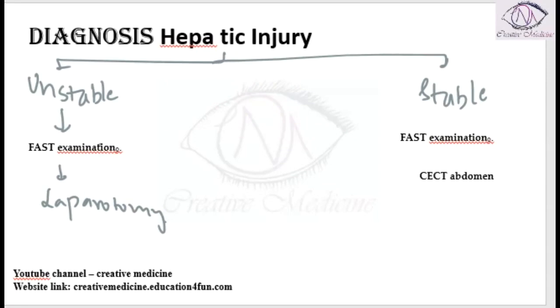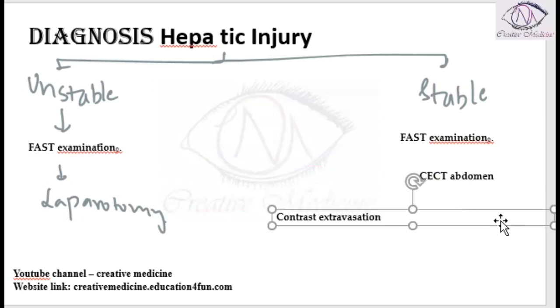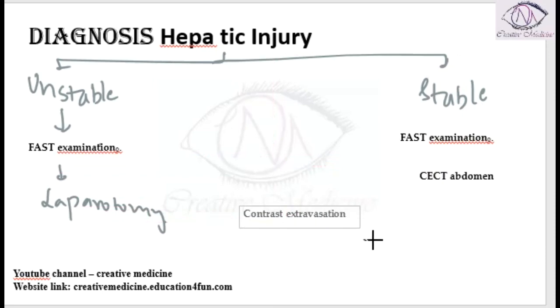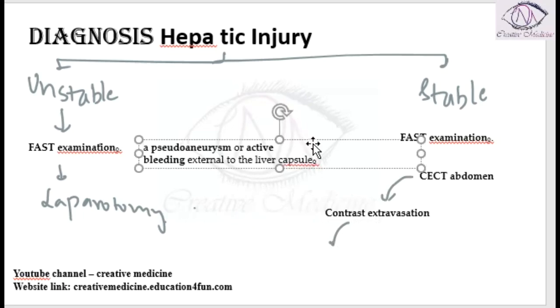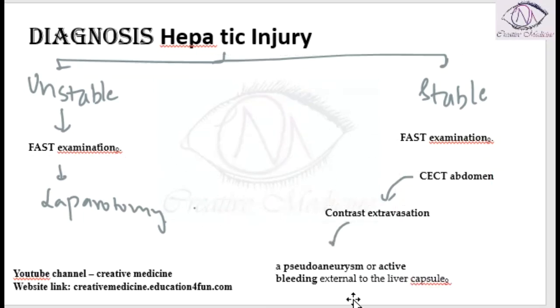Now, in the CECT, if you see that contrast extravasation is seen in the CECT abdomen, then it indicates the presence of a pseudoaneurysm or active bleeding external to the liver capsule.